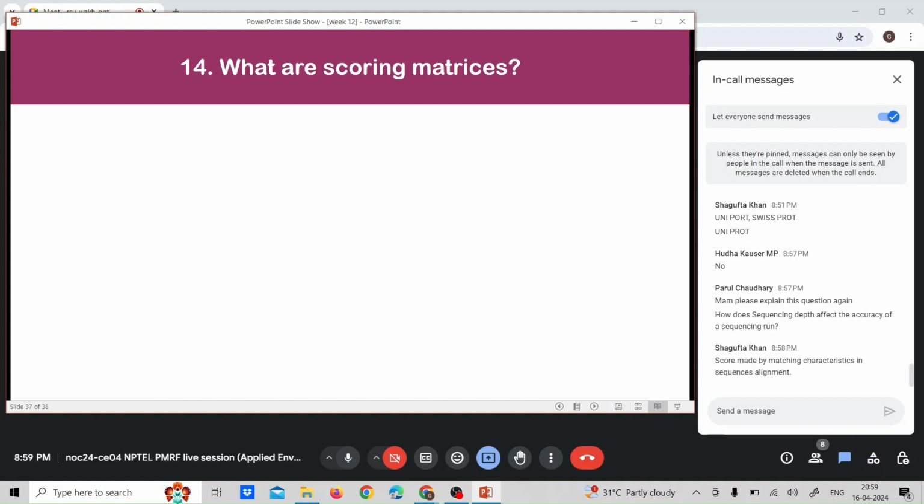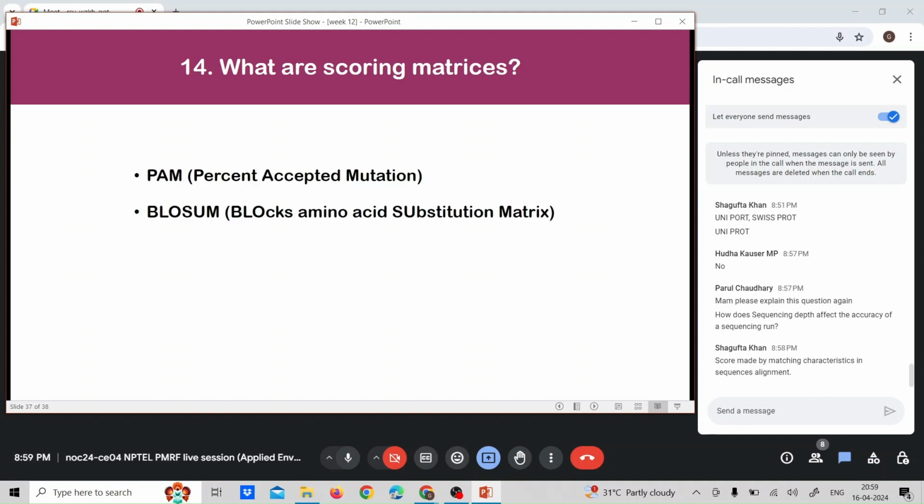So this scoring is done using a few matrices, which include the PAM matrix and the BLOSUM matrix. PAM is the percent accepted mutation. As I told you, you have scores for every nucleotide match and every mismatch. Based on this, what is the accepted mutation that can happen in the sequence? In the case of BLOSUM, when you are working with proteins, you have the blocks amino acid substitution matrix. They have their own algorithm based on which they work.